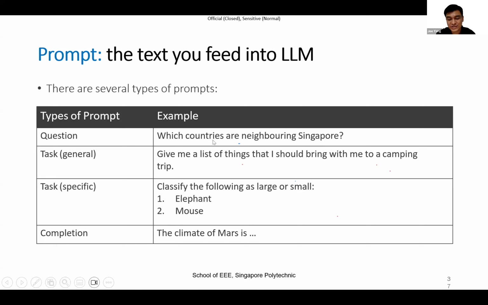A question type is like, which countries neighbor Singapore? Those are question types and quite easy to answer. Next, task specific is like, give me a list of things that I should bring with me to a camping trip. These task types of prompts will give you a list of items, which is quite useful. Some are more specific, like, classify the following as large or small. For example, I feed in elephant and mouse. Of course the AI result should be that the elephant is large and the mouse is small.